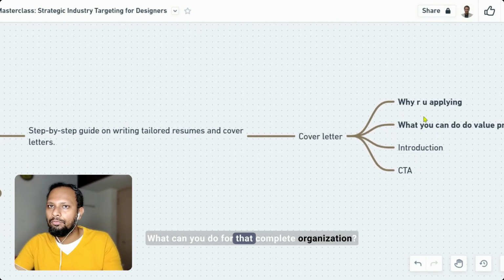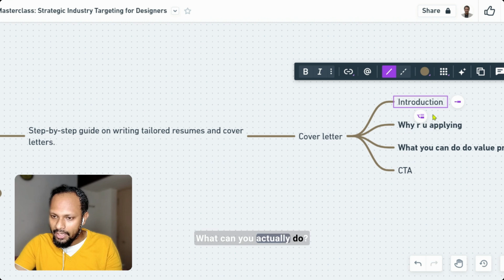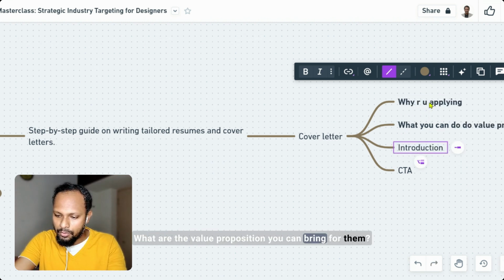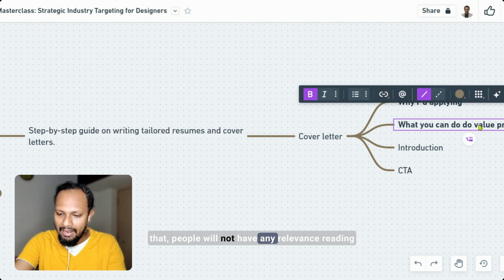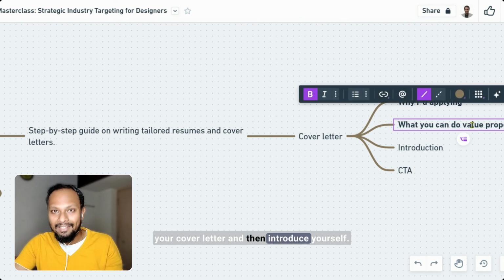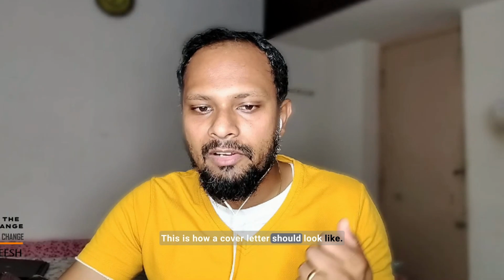What can you do for that complete organization? What can you actually do? What value proposition can you bring for them? Please show that, because if you're not showing that, people will not find any relevance in reading your cover letter. And then introduce yourself. This is how a cover letter should look.